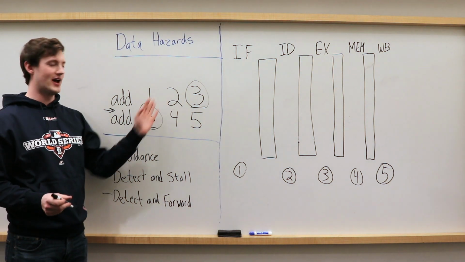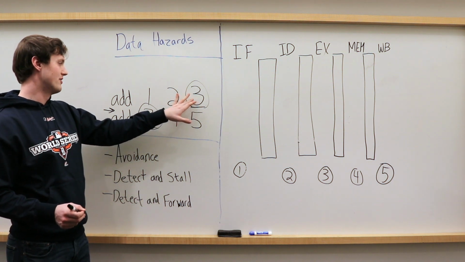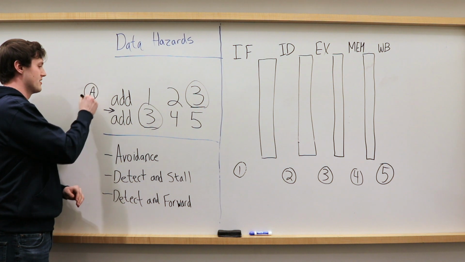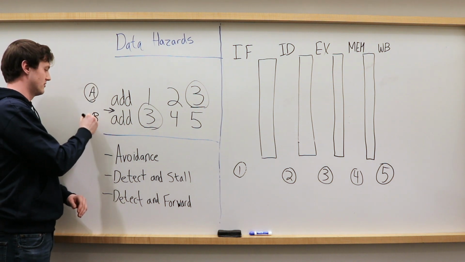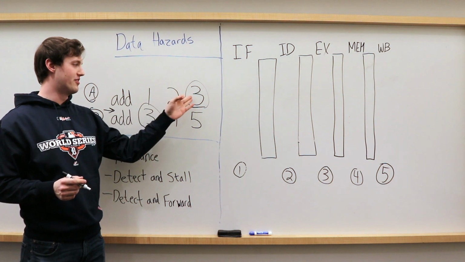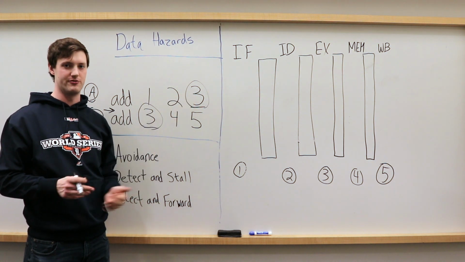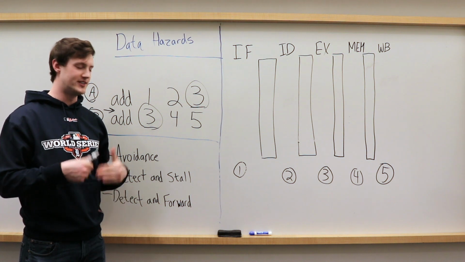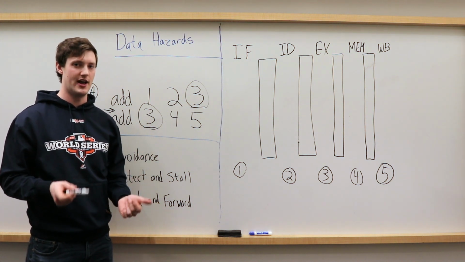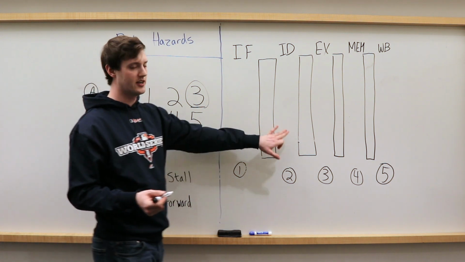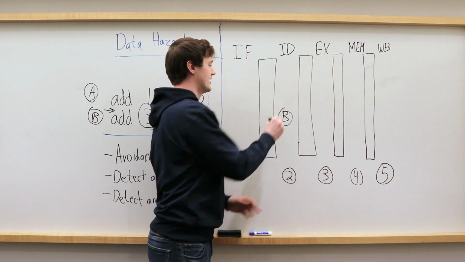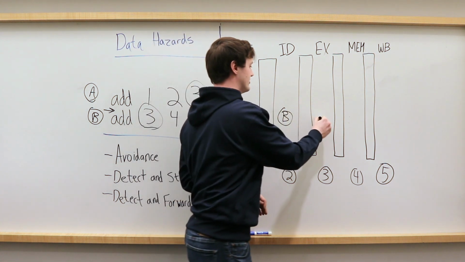So remember, we have these two add instructions. Let's label the first add instruction A, and then we have the second instruction, which we'll call B. So we're really concerned with the value that will be placed in register 3, right? That's the value that we need to access in this second instruction and the value that is causing this data hazard in the first place. And so if we take a look at our pipeline, we'll see that when instruction B is in the decode stage, we'll have instruction A here.